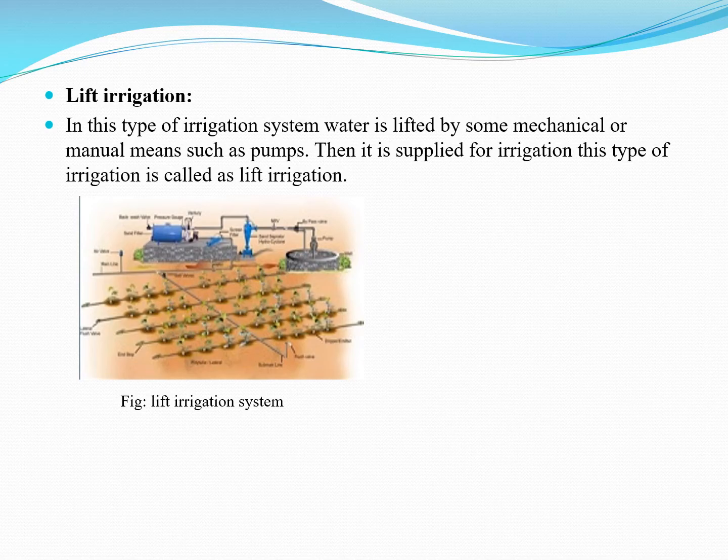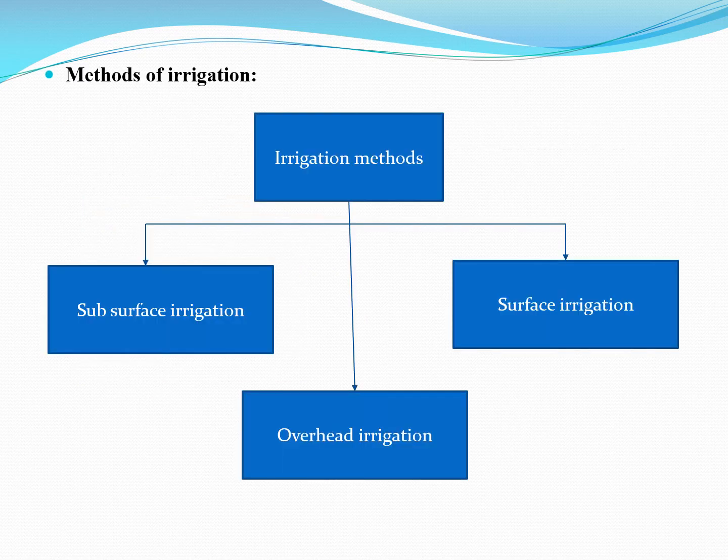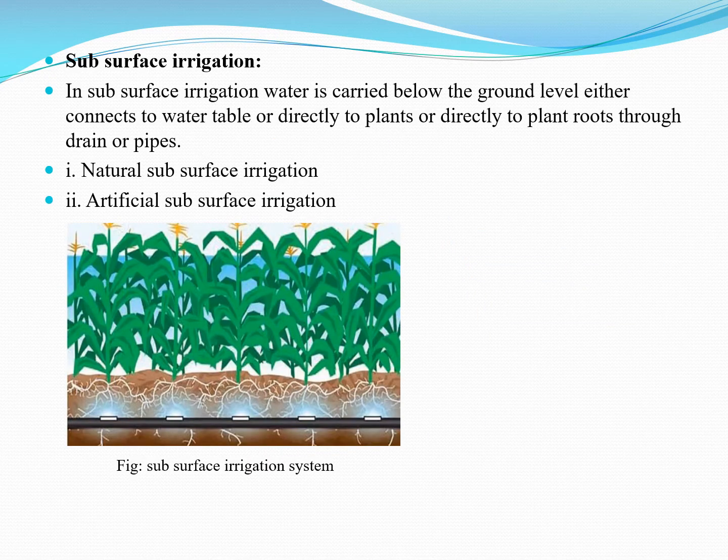Next is methods of irrigation. There are three methods of irrigation system. First one is subsurface irrigation, second is surface irrigation, and third one is overhead irrigation. Let's first start with subsurface irrigation.